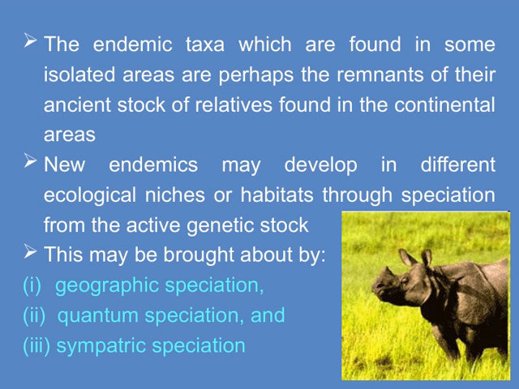Geographic speciation occurs when populations become physically separated by barriers like mountains or rivers, leading to divergence. Quantum speciation involves rapid genetic changes that produce new species in a relatively short time frame. And then there's sympatric speciation, where new species arise within the same geographic area, often due to differences in ecological roles or behaviors. All of these processes are key to understanding how biodiversity evolves and how isolated populations can give rise to unique, endemic species.